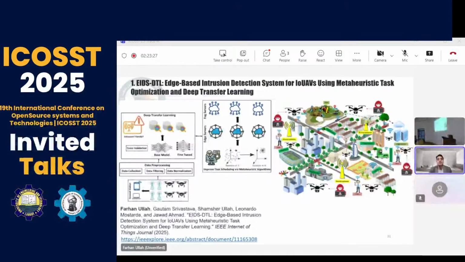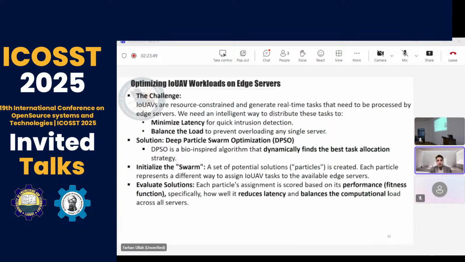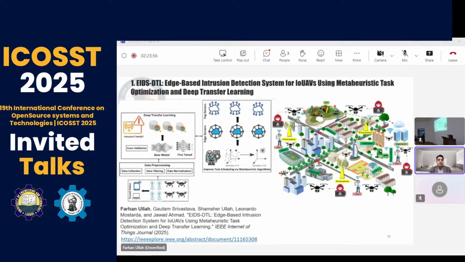These are some papers we have published as first author or corresponding author. This one is in IEEE IoT, recently published. This is the link of my paper, and we have used deep swarm optimization here to deal with intrusion detection in IoVs, unmanned aerial vehicles, UAVs. This is the summary of the paper. I don't need to go deep into this paper; you can just get an idea. This is the link if you want to read more.